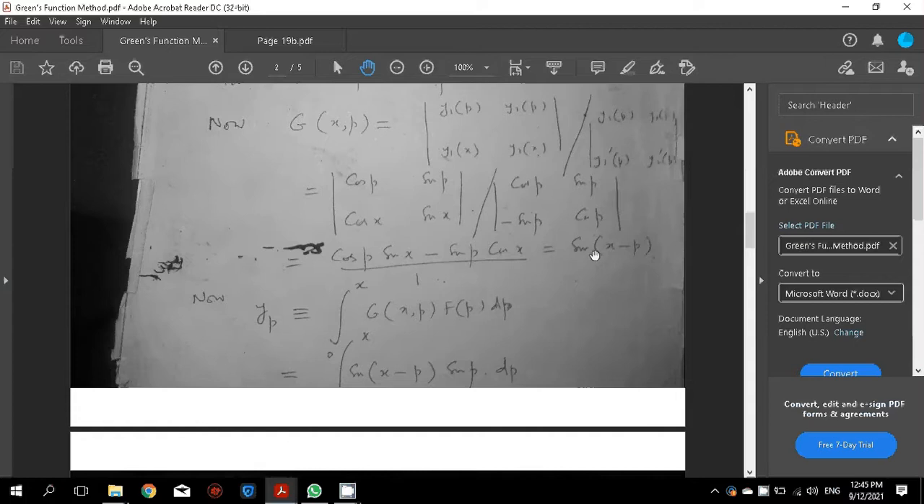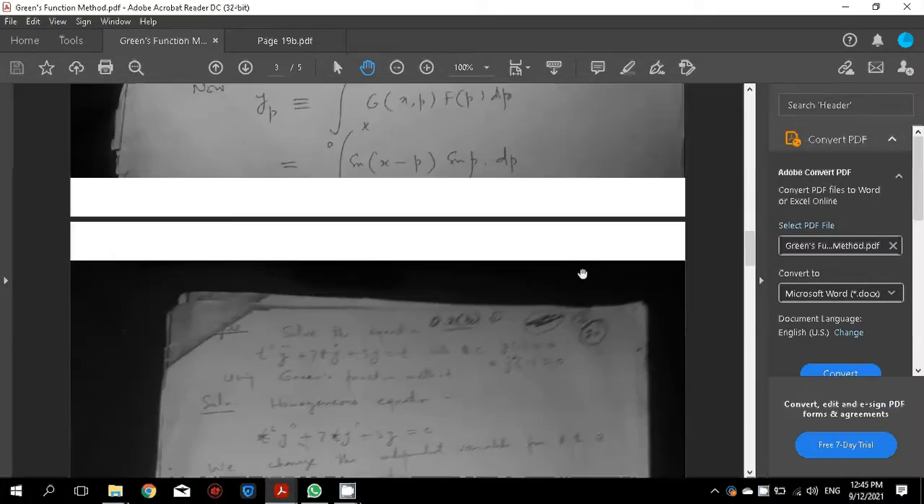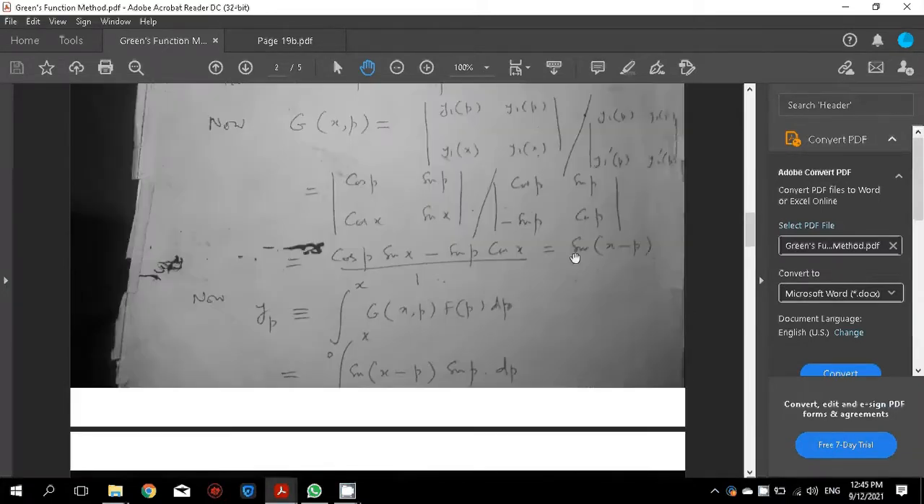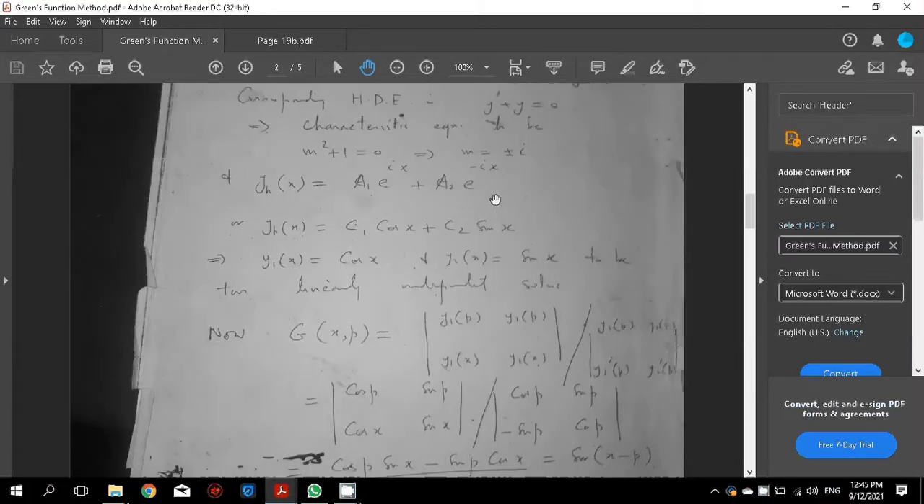So once you find the Green's function, you can write the solution y_p(x) is equal to the integral of g(x,p) f(p) dp, where you put the value of g(x,p) as this, and you put the value of f(p) as sin p, and dp. You can immediately write the solution of the non-homogeneous part of this differential equation. So this is how the Green's function method is used to find the solution of non-homogeneous differential equations.